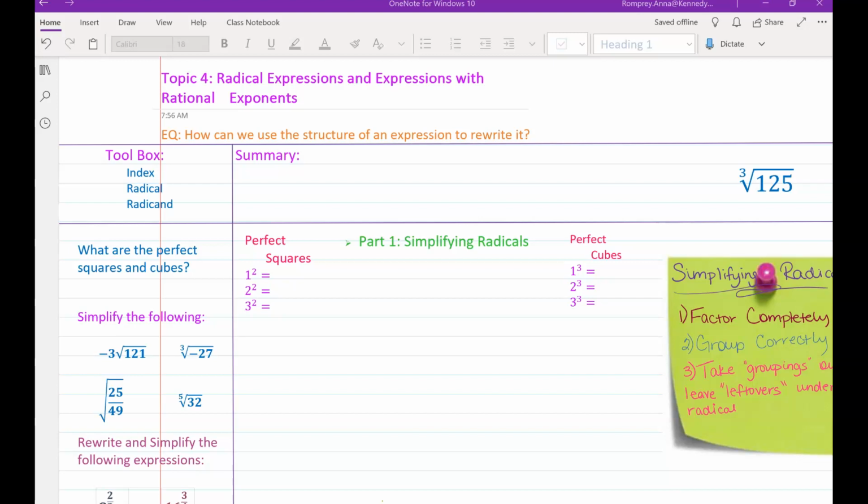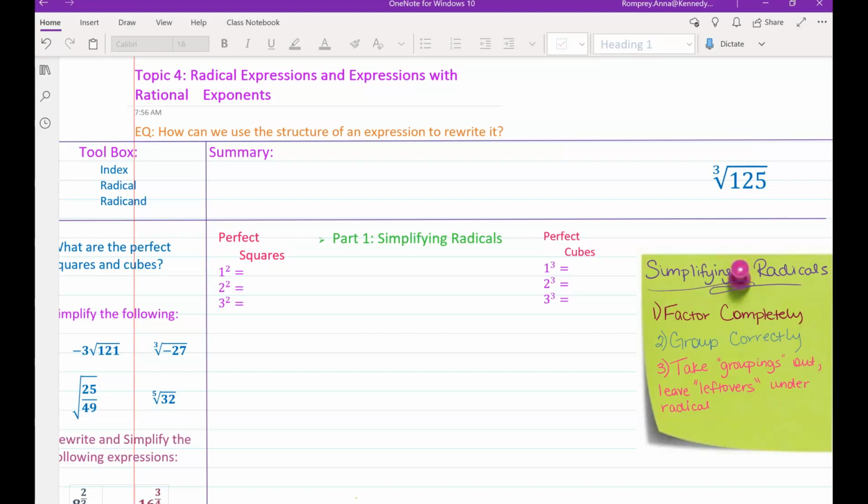Welcome back. Today's topic is regarding radical expressions and expressions with rational exponents. Now, these go hand in hand because you can go back and forth from writing an expression with a radical symbol or with a rational exponent. Remember, rational is fractional, so fraction exponent. Now, first we need to talk about a little bit of vocab.